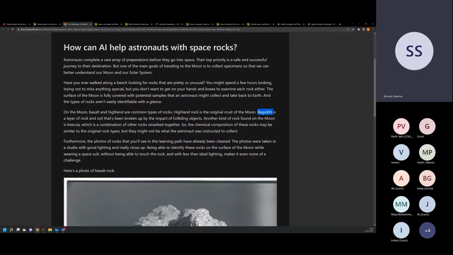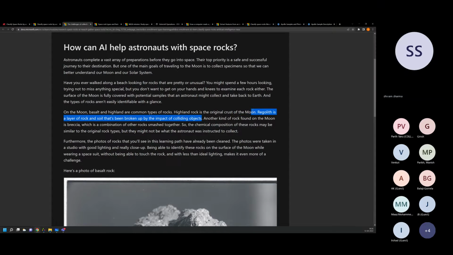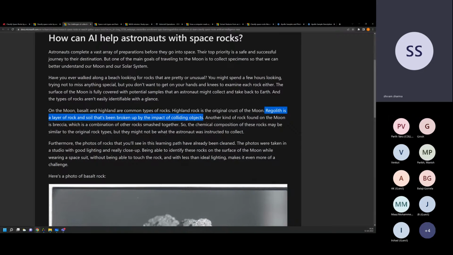Regolith is the type of rock formed whenever rock is broken by colliding objects. It is made up of broken rock and soil. Apart from this, there are other types of rocks, where broken rocks are combined together, and so we have breccia as well. These are combinations of rocks which are smashed together.